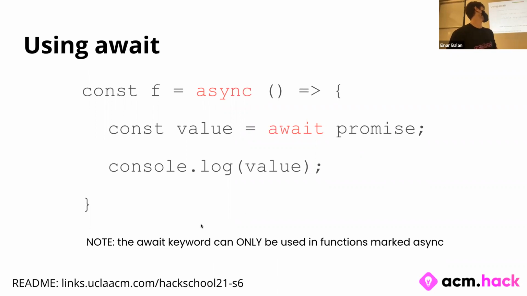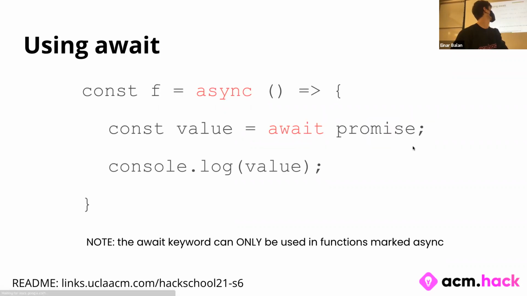And it is important to note that this await keyword can only be used in functions marked async. So you're not going to be able to use async await if you don't have this external function here that is marked as async. So that is one drawback of async await, but you'll see that it overall usually ends up looking nicer than .then, in my opinion.